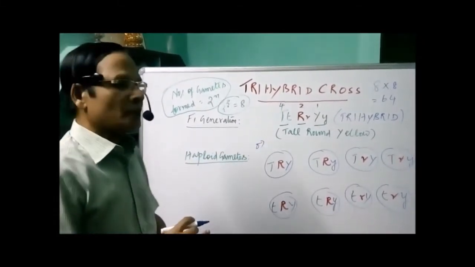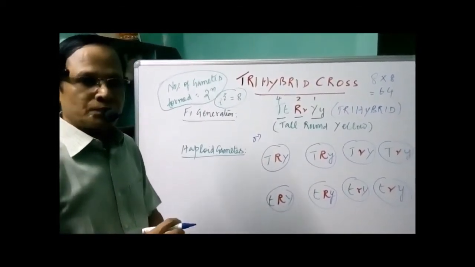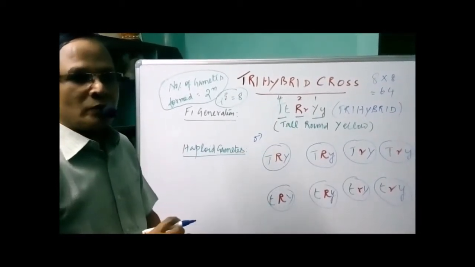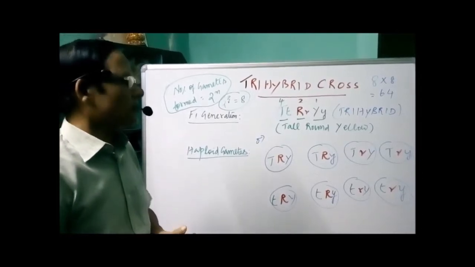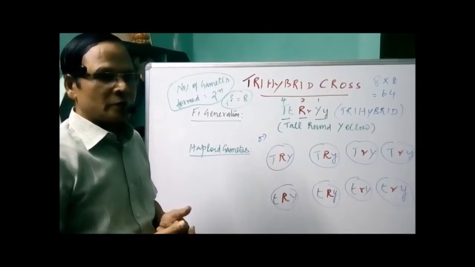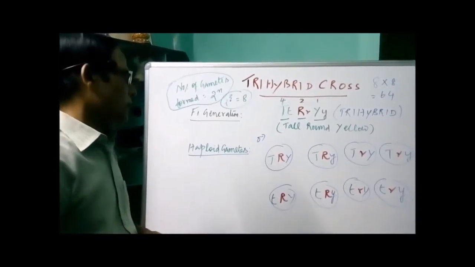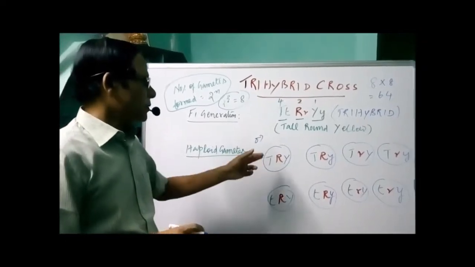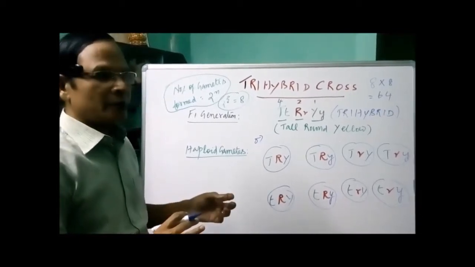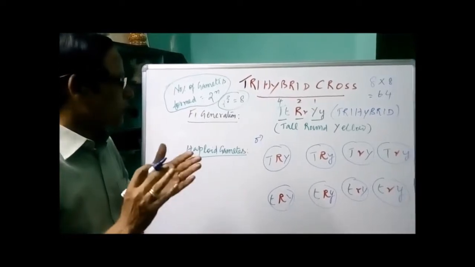I mentioned already, the phenotypic ratio is normally equal to the number of gametes produced. In monohybrid, 2 gametes, so we have the ratio 3:1. In the case of dihybrid there are 4 gametes, so we get 4 phenotypes, 9:3:3:1. Similarly here, the number of gametes is 8, and so also the number of phenotypes in the F2 is 8.